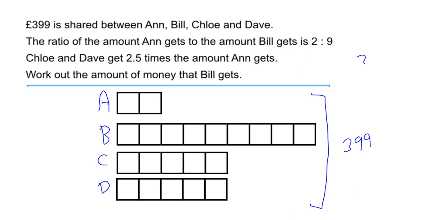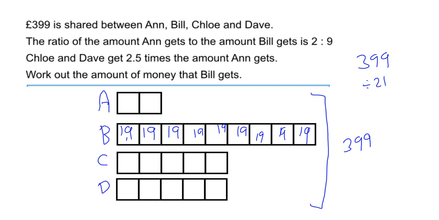So I want to work out what's 399 divided by 21. I'm going to use my calculator for that because it's a calculator paper. 399 divided by 21 tells me it's 19. So any one box is going to have a value of £19, that's 19 all the way through. And I'm asked, how much does Bill get? Well, Bill gets 9 boxes of £19.